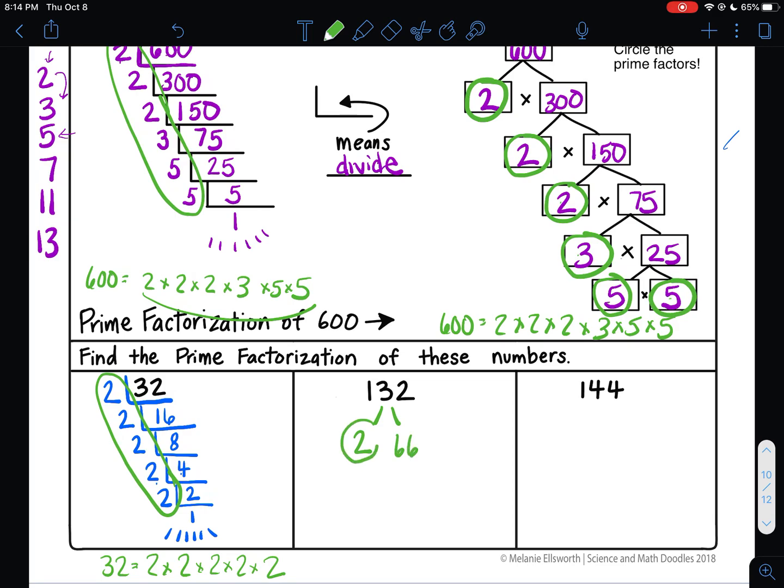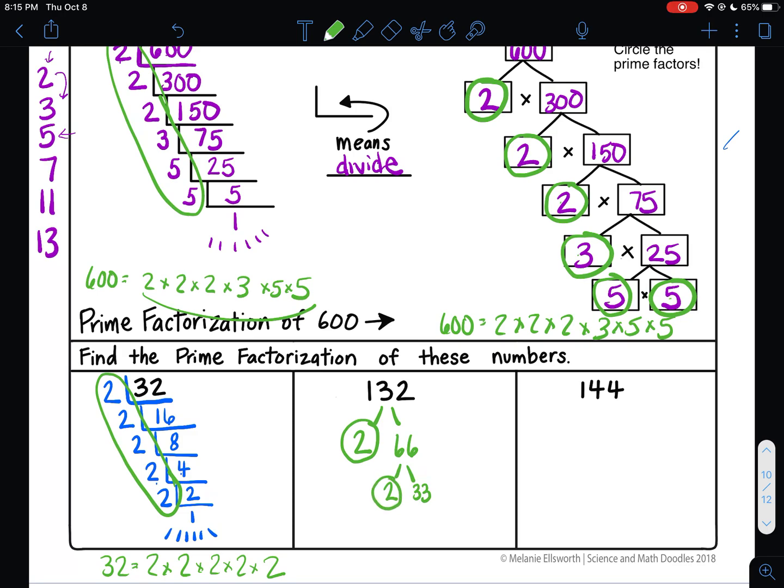2 is prime, so I'm going to circle it because I'm going to pull that out for my prime factorization. So then I need to break down 66. 66 is even. So 2 times what gets me 66? 66 divided by 2 is 33.